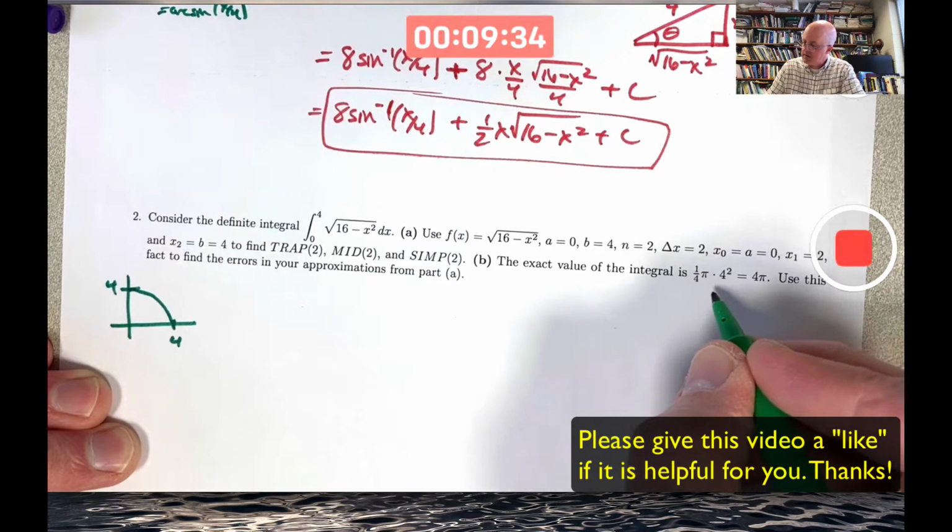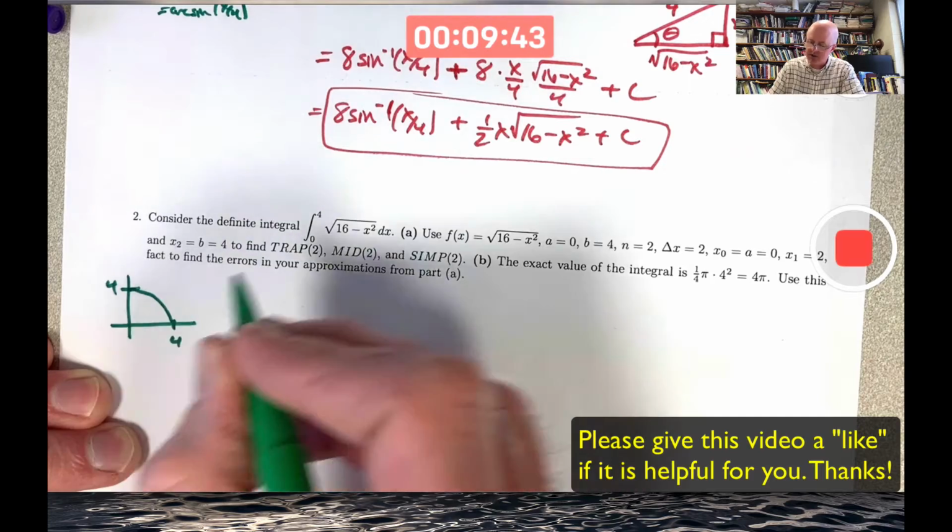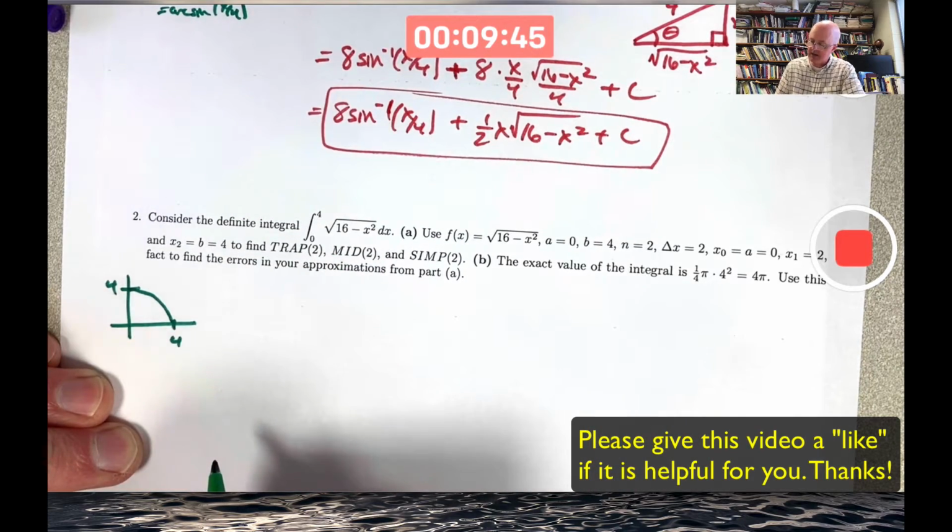It's a quarter circle. What's the radius? Again, it's 4, so we get 1/4 times pi times 4 squared, which is 4 pi. That is going to be the area of this quarter circle, which is also going to be the value of this definite integral.